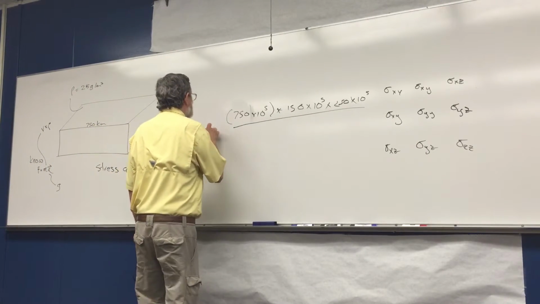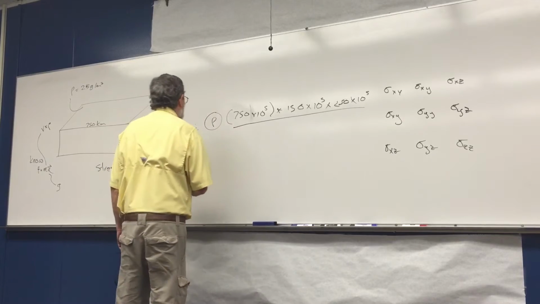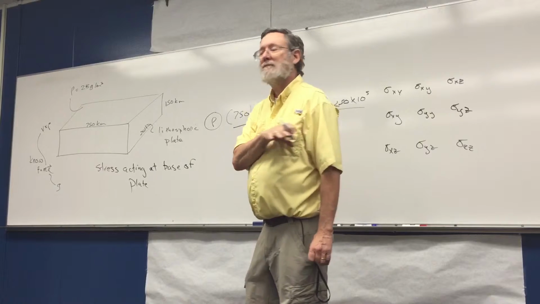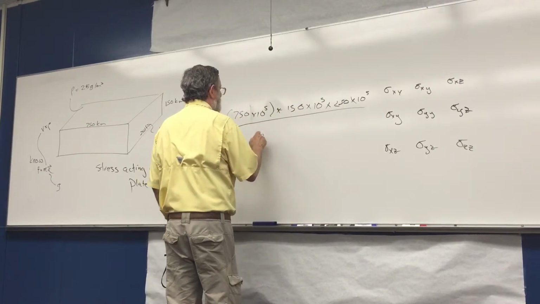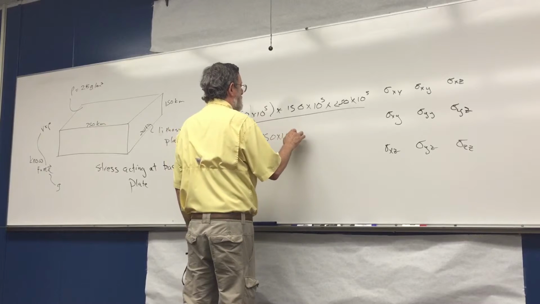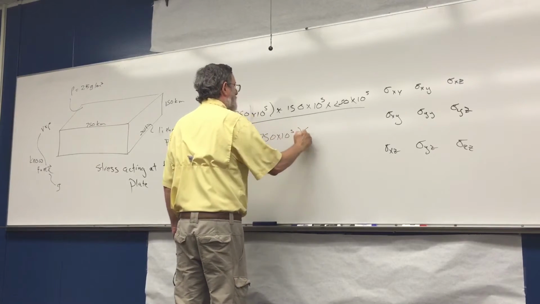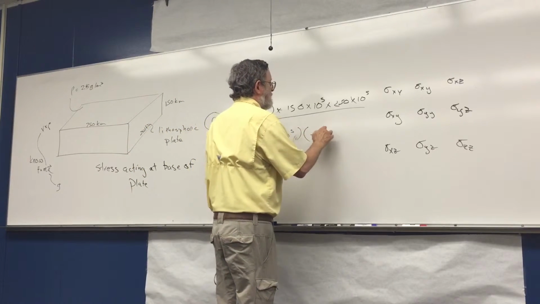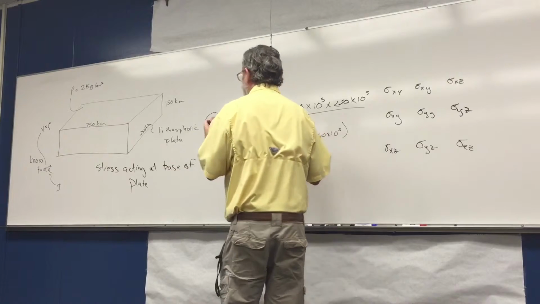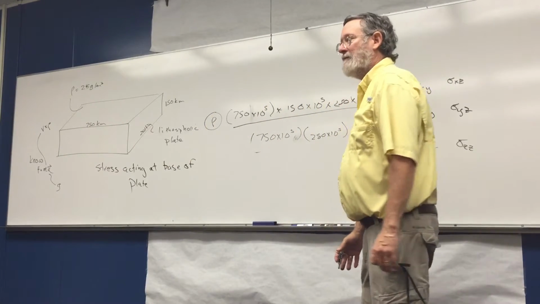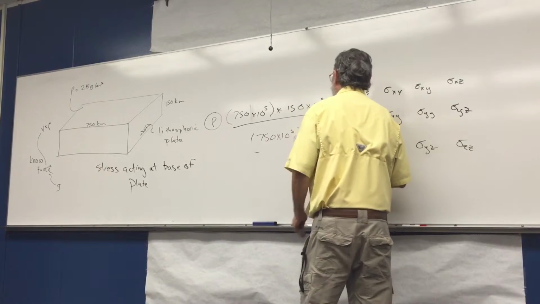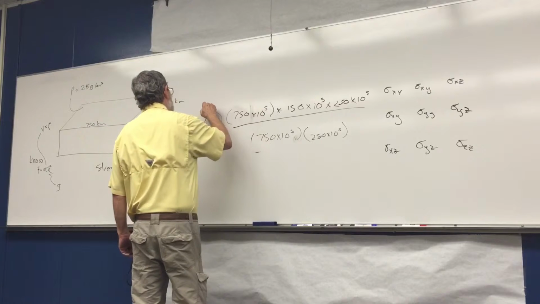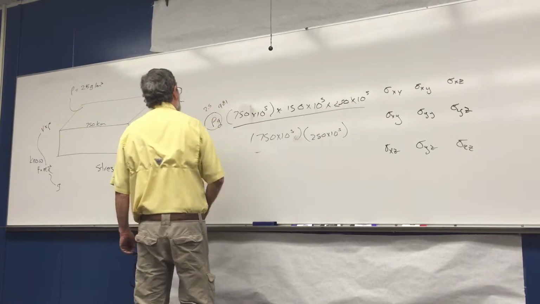I'm going to multiply that times my density. Then I'm going to divide by my area. So I'm going to divide by 750 times 10 to the 5th times 250 times 10 to the 5th. And I need to add one other term. Gravity. Where am I going to put gravity? Up here. So I want to then come in G. So this is 2.5, this is 981.